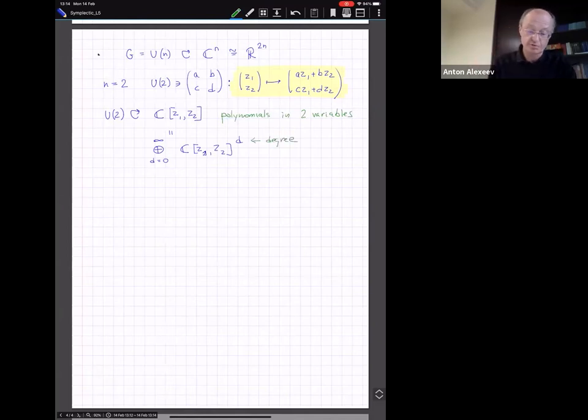And of course, U2 acts on each degree separately. So we get a large number of representations of U2 for free. And there will be some simple problem in the next problem set, which is about this action.